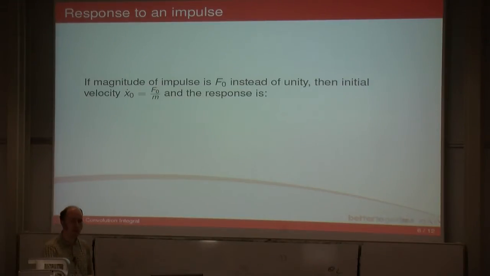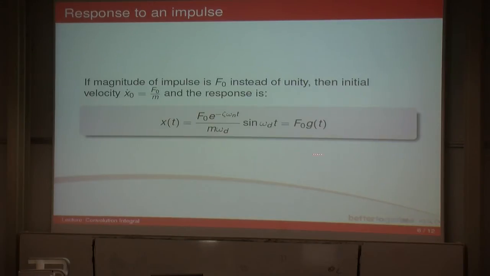If it wasn't a unit impulse, but it was an impulse of magnitude f naught, okay, then the initial velocity is f naught upon m as opposed to 1 upon m, and you get a response that looks like that, which is exactly the same as g of t, but it's multiplied by that force. Okay.